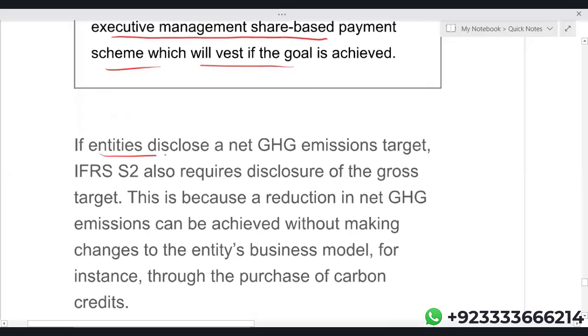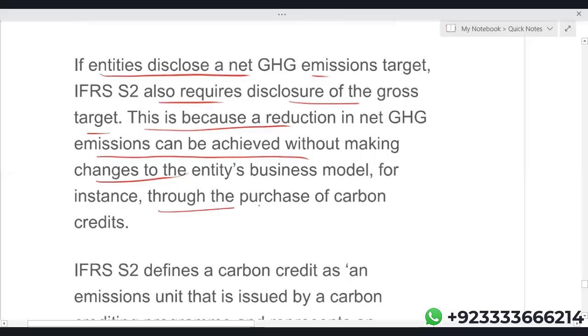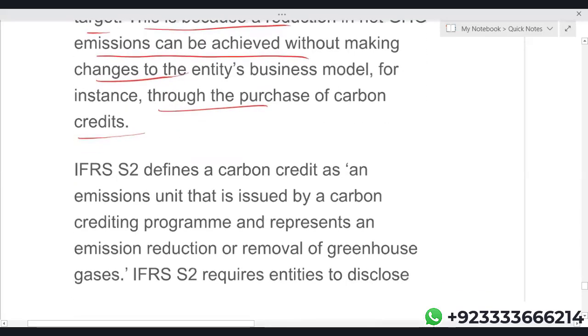Wow. If entities disclose a set of greenhouse gas emissions targets, S2 also requires disclosure of the gross target. This is because the reduction in the net greenhouse gas emission can be achieved without making changes to the entity's business model, for instance, through the purchase of carbon credits. S2 defines a carbon credit as an emission reduction unit that is issued by a carbon crediting program and represents an emission reduction or removal of greenhouse gas.